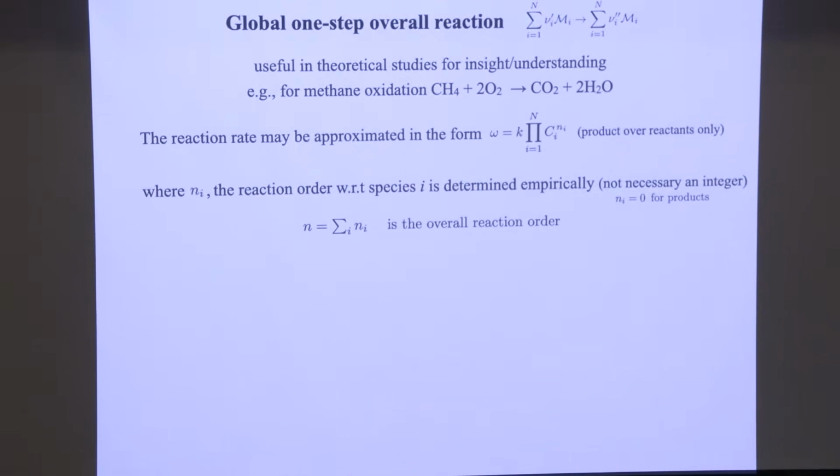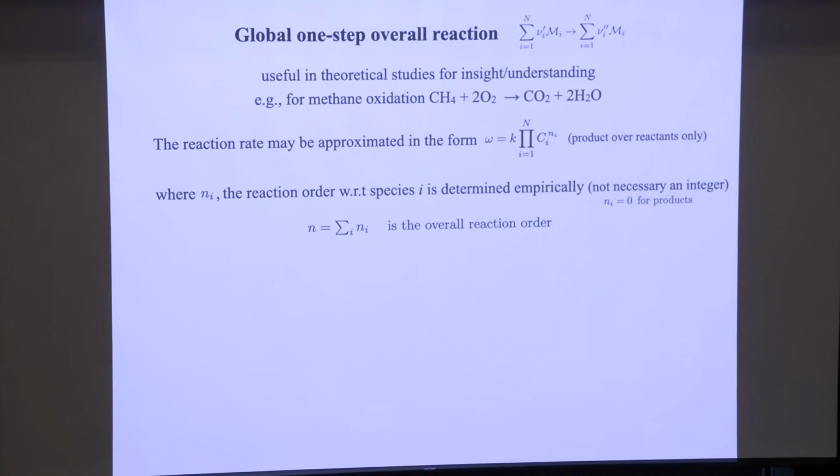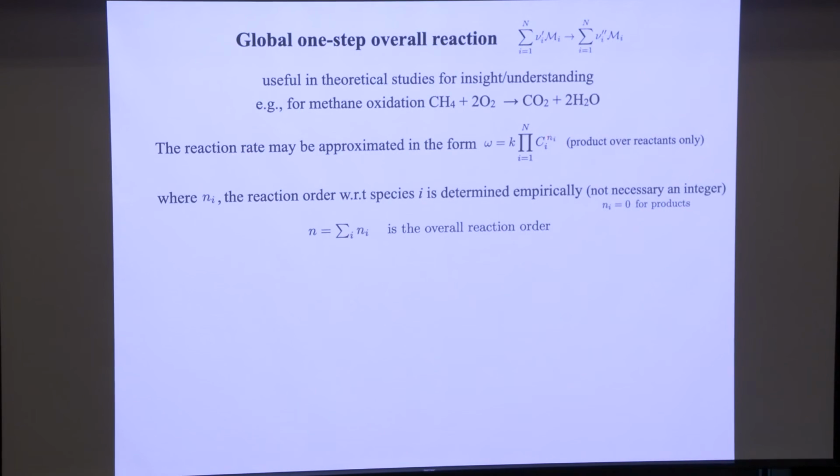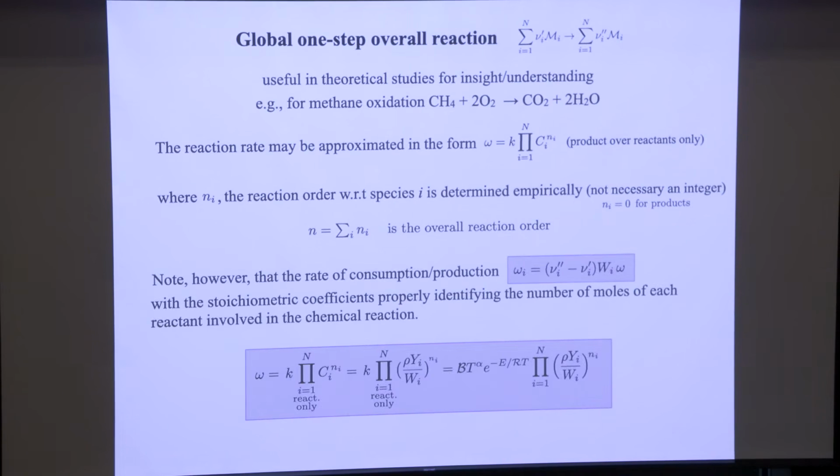we are going to use mostly a global reaction, for example, of this form, and as I said already, what we are going to do is allow for the reaction order to be some empirical number, not necessarily associated with the stoichiometric coefficient, and the sum of all the Ni is n, the overall reaction order. But you have to be careful that this is done only in the law of mass action, but not in the relation between omega I and omega.